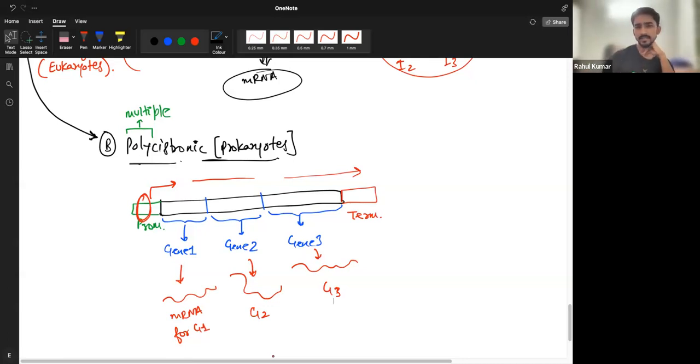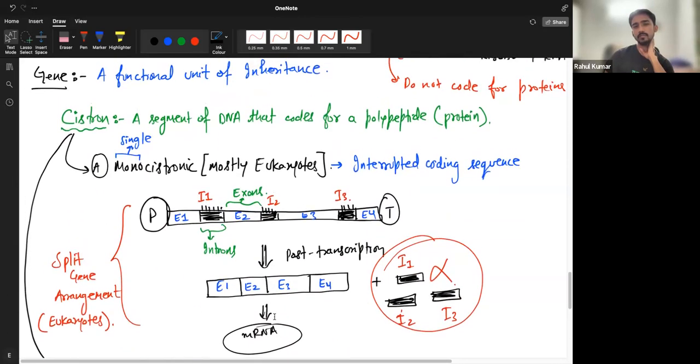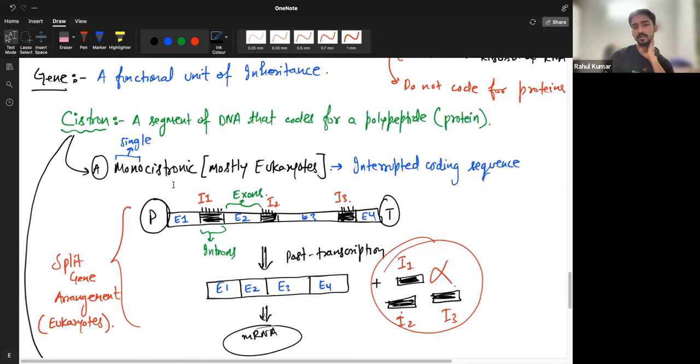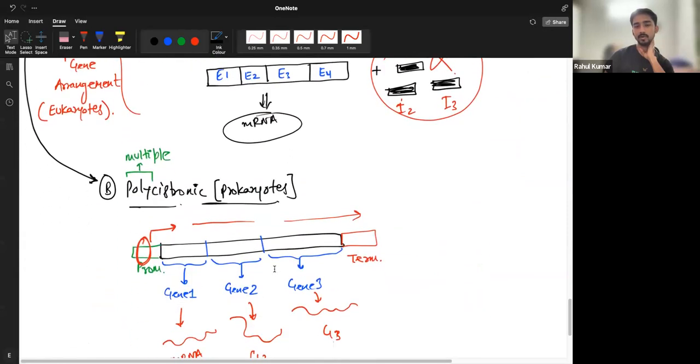And why do you think, what is the difference? And can you think of one advantage that monocistronic system gives and one advantage that polycistronic system gives? Quickly.